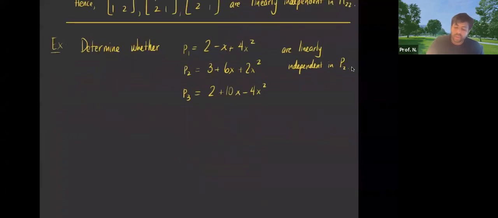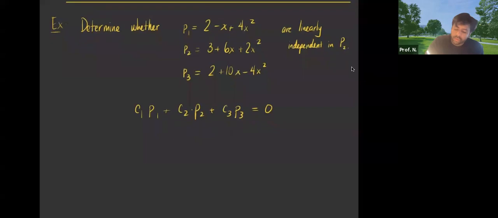Again, P2 is the space of polynomials that have a degree less than or equal to 2. So all of these are polynomials in this space. I want to know whether they're independent or not. So I do C1 P1 plus C2 P2 plus C3 P3. Is this the polynomial 0? Again, the polynomial 0 would be 0 plus 0x plus 0x squared.